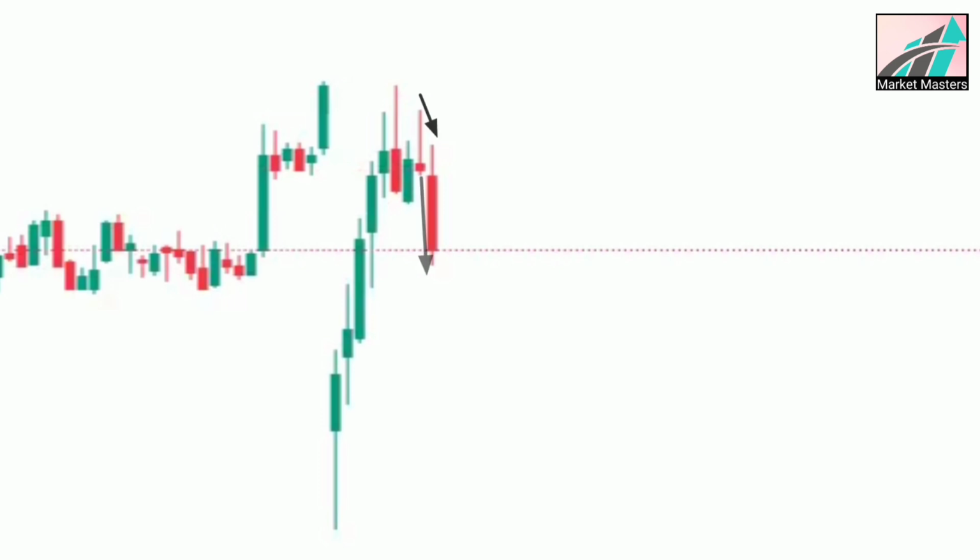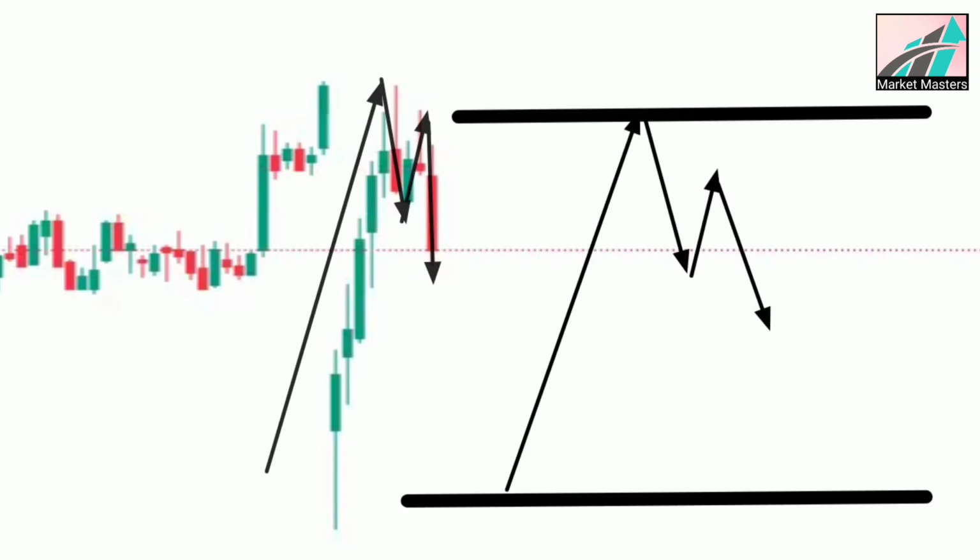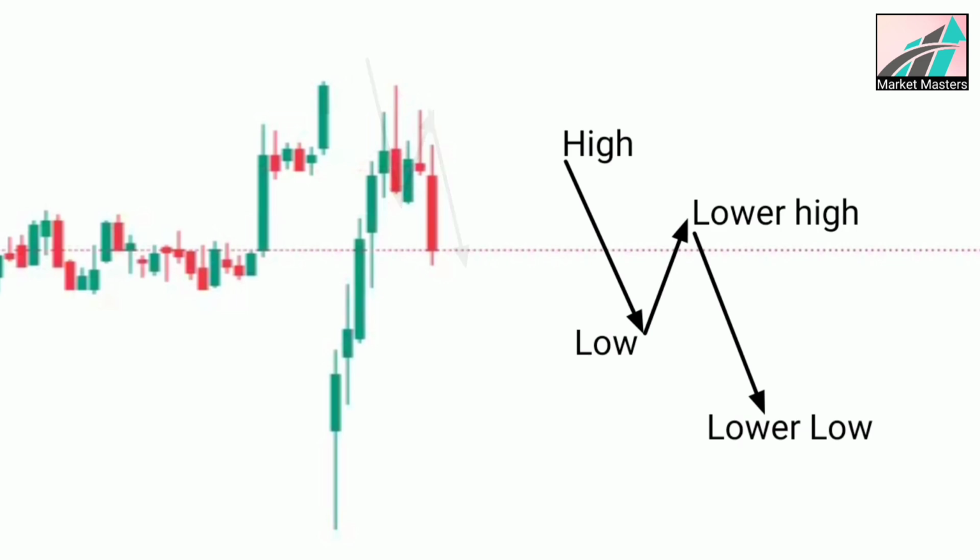or internal structure downtrend. So we draw a downtrend line. Also, this red candle breaks the previous internal structure low. That means the internal structure itself is now forming a lower high and a lower low pattern. Remember, this downtrend is just part of the internal structure.